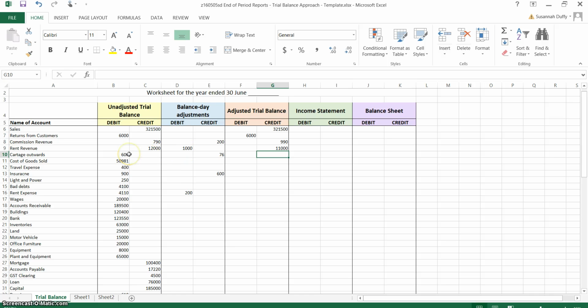A similar idea with the cartage outward. We have the bigger number being the debit is our balance. Debit that, and we've then credited the account in our balance day adjustments. So we minus the $76. Okay, so all you have to do is continue down all the way and then just adjust for those items.